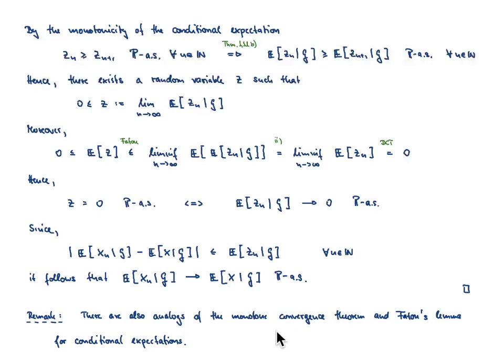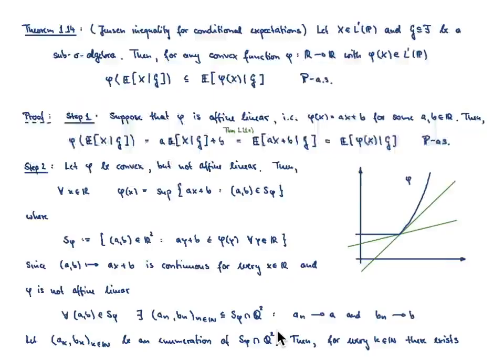As a remark, you can also show that not only does Lebesgue's dominated convergence theorem hold true for conditional expectations, but also a version of the monotone convergence theorem holds true, and a version of Fatou's lemma holds true. Let us now focus on another important inequality, which we will use later on a couple of times, namely a version of Jensen's inequality for conditional expectations. That's the following statement. I consider again an integrable random variable X and a sub-sigma algebra of F denoted by G.